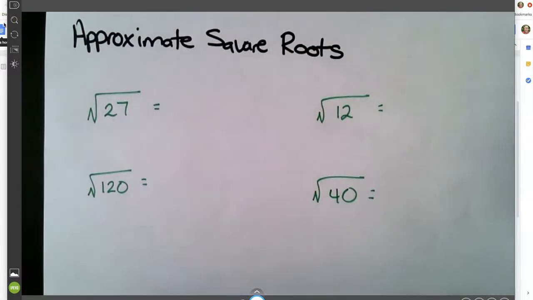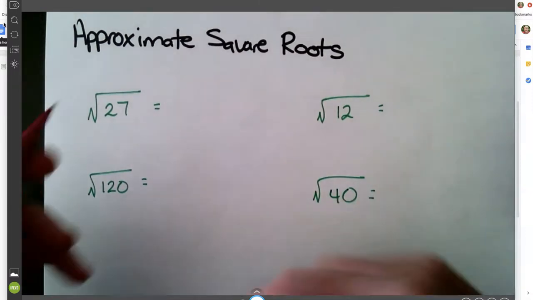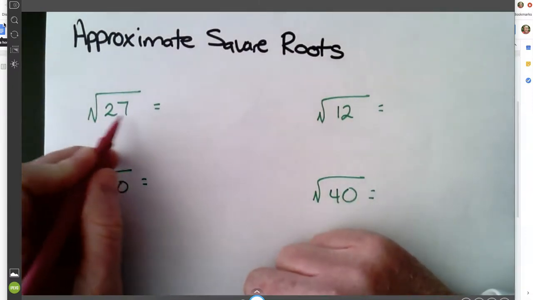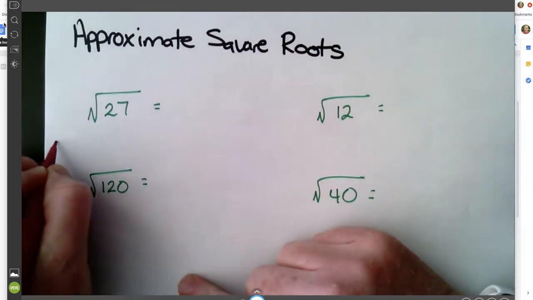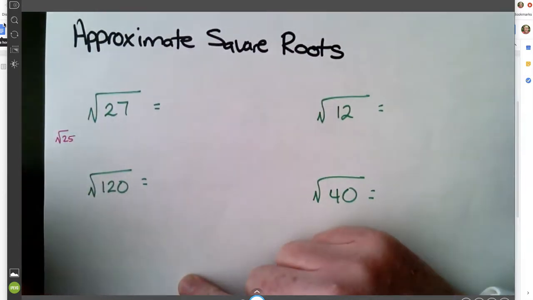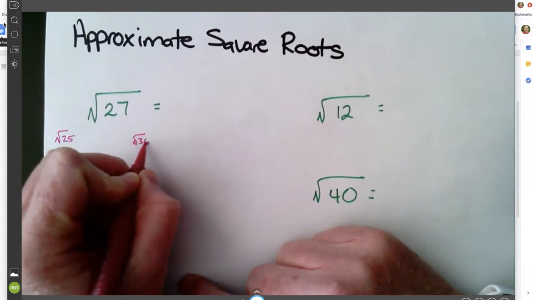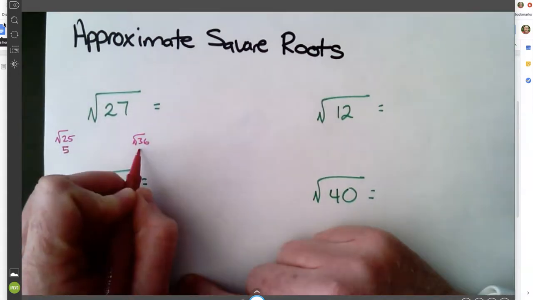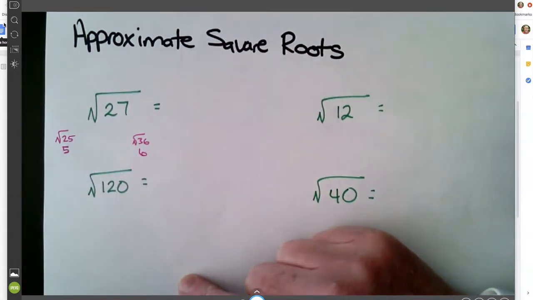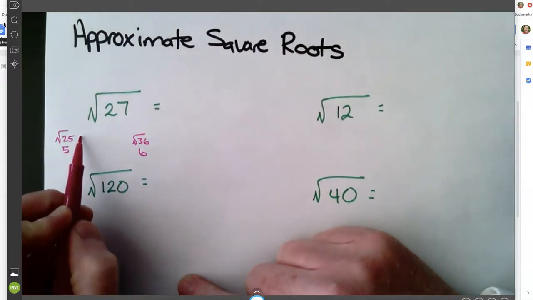You don't have a calculator, you're trying to figure out about what the value of root 27 is. So what we have to think about is this lies in between what two perfect squares? Well, it's between the square root of 25 and the square root of 36, right? This is 5, this is 6. So root 27 is going to be right about here.